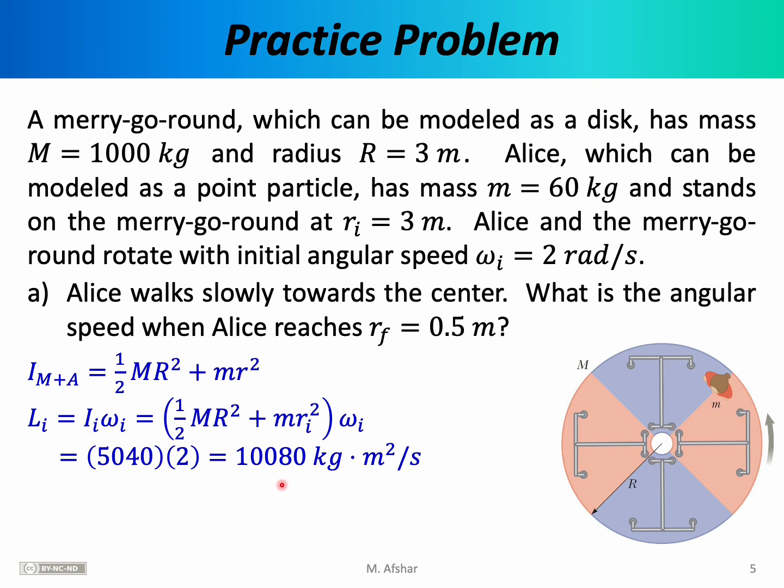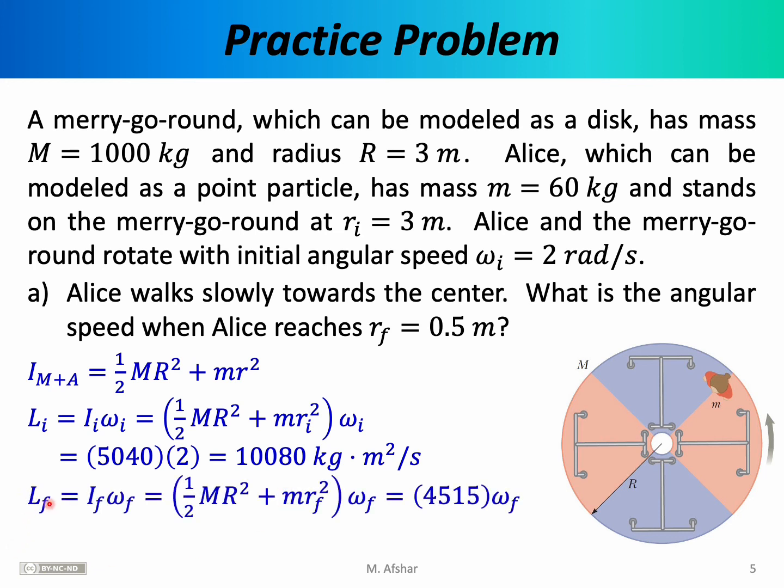We can now turn to the final angular momentum of the system. The final angular momentum is going to be I sub f times omega sub f. Omega sub f is the thing we're after. We'll solve for that. And I sub f is the final moment of inertia of the system, which is the final moment of inertia of the disk plus the final moment of inertia of Alice.